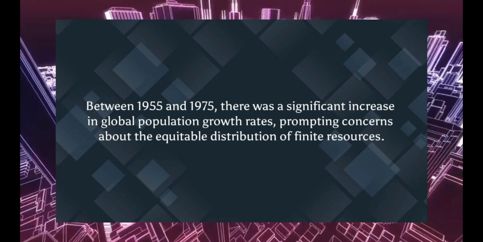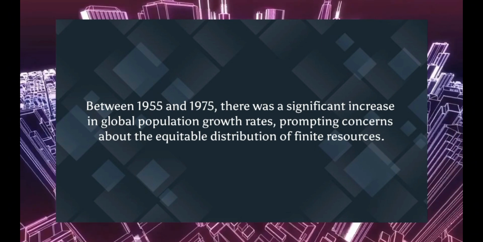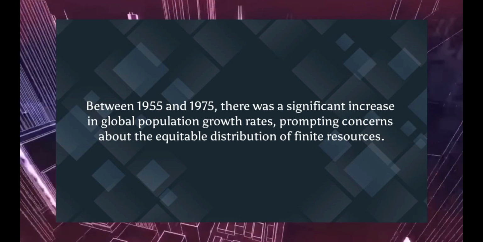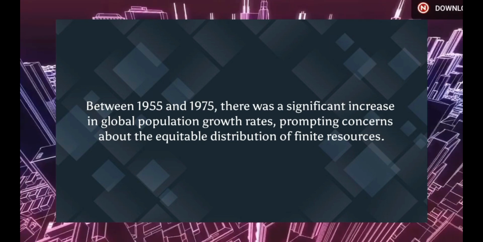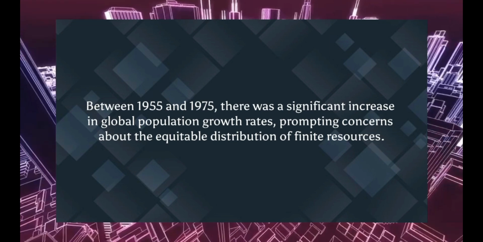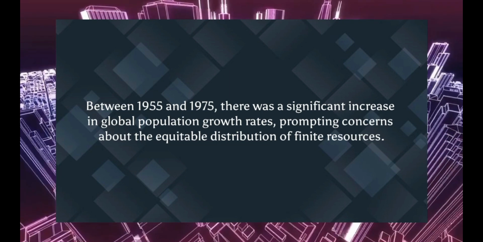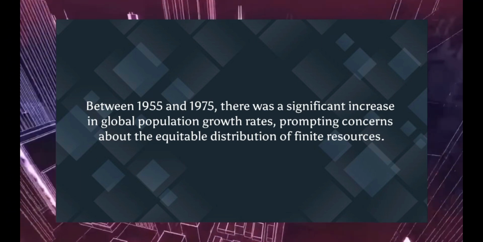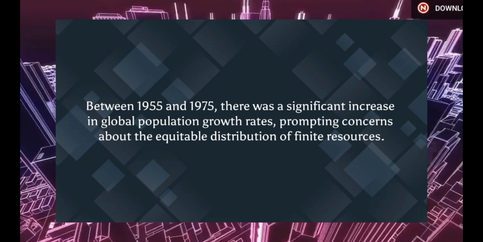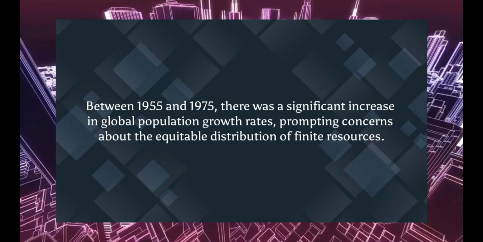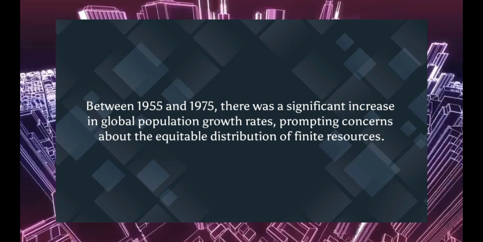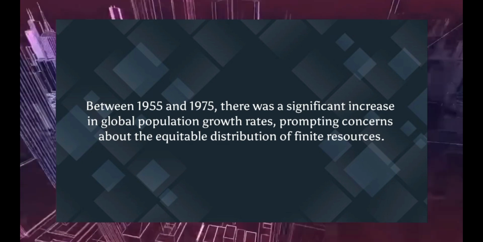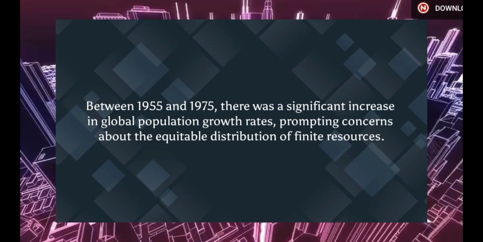The period between 1955 and 1975 witnessed an apex in global population growth rates, prompting concerns regarding the equitable distribution of resources. The prevailing concept posited that by curbing population growth, finite resources could be more judiciously allocated to foster economic progress rather than perpetually sustaining an exponentially growing populace.